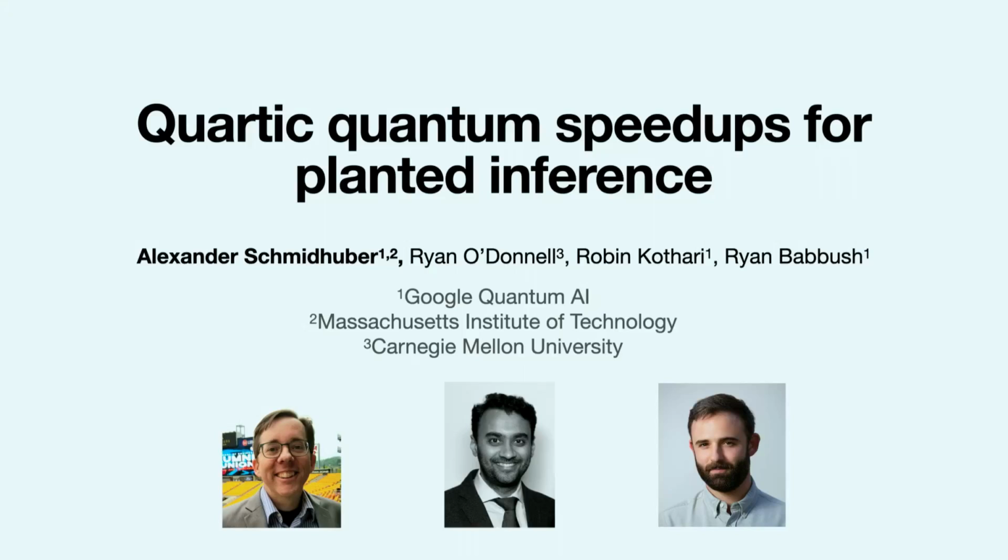I'm very happy to tell you today about this work, which is about a new kind of quartic quantum speedup for a class of problems called planted inference. This is joint work with wonderful collaborators: Ryan O'Donnell, who's at CMU, and Robin Kothari and Ryan Babbush, who are both at Google Quantum AI.